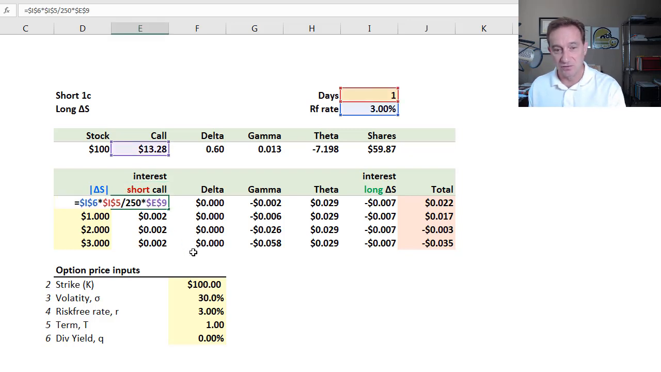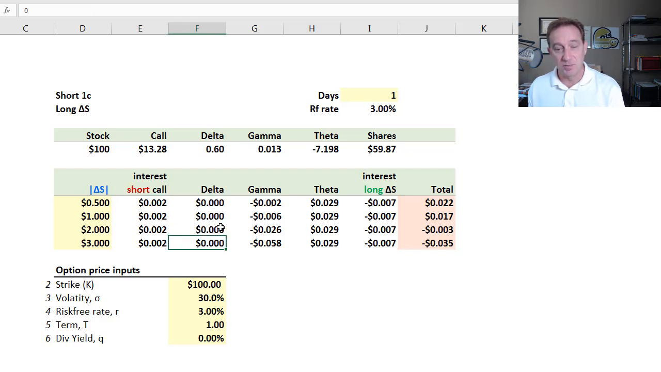And my interest is really simple. It's just that premium received multiplied by the risk-free rate. In my case, I've assumed 3%. But it's only daily, so multiplied by 1 divided by 250. So interest on the cash received for the short call is profit to the market maker.